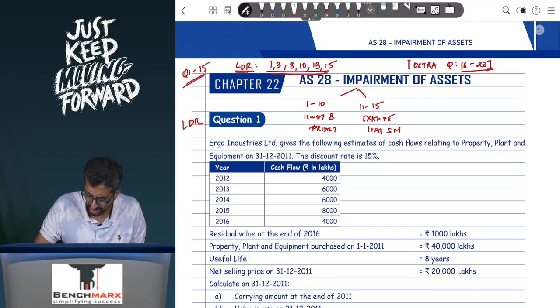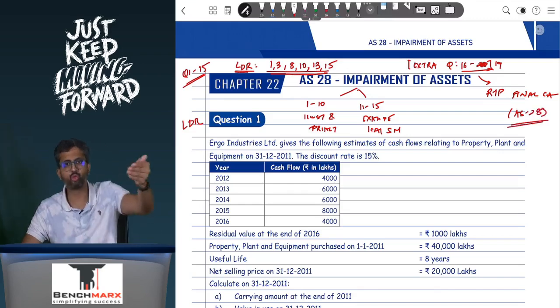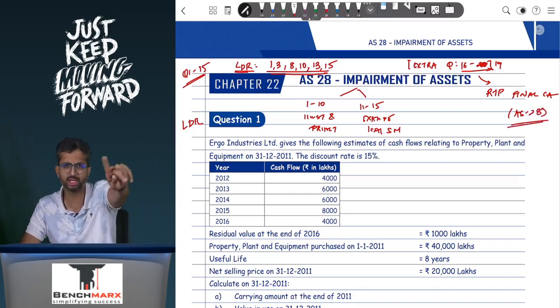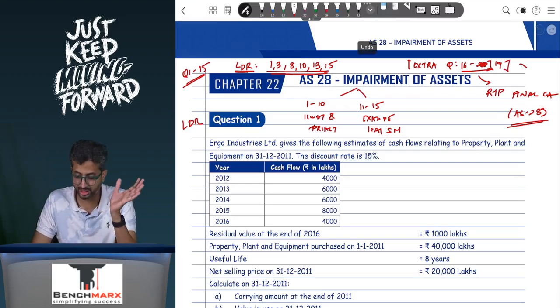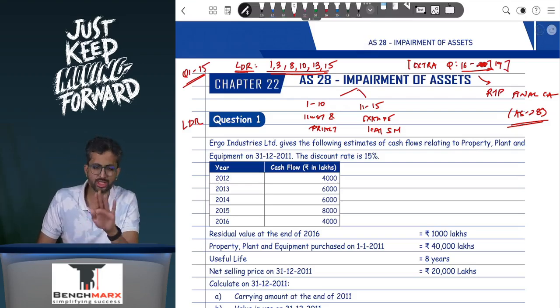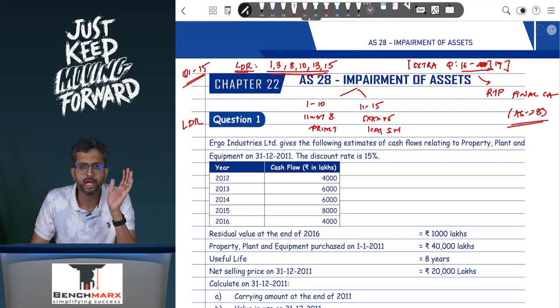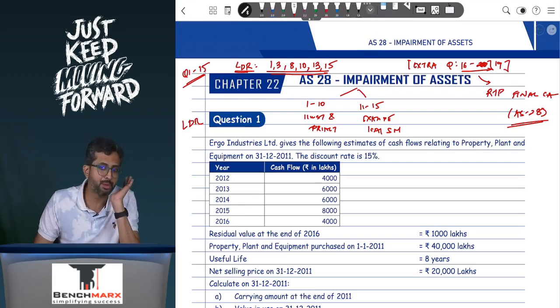Then from 16 to around 19, not 20, you have questions which we have taken from your RTPs of Final CA for AS28 to cover slightly more complex concepts for which theory is there in your study material but sums are not there. So if you find it difficult, you can even skip question 16 to 19 because the institute has not asked you at CA Inter level. But if you want a better understanding, just do it once and for all and have a very clear understanding, because theory you will have to read anyway, and if you do it with sums, you will understand it better, is my reading.